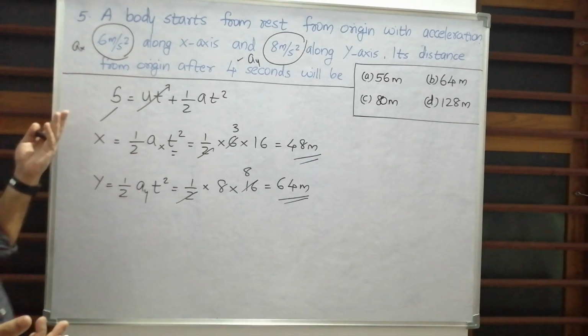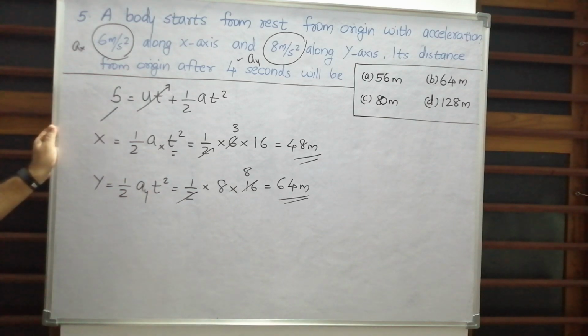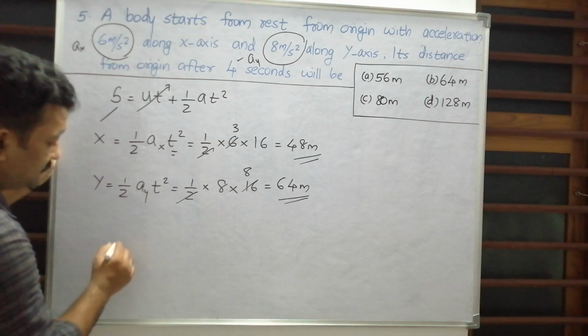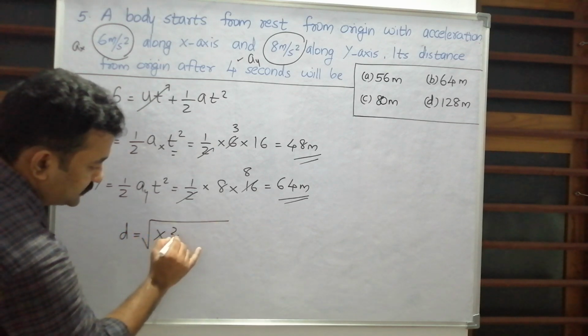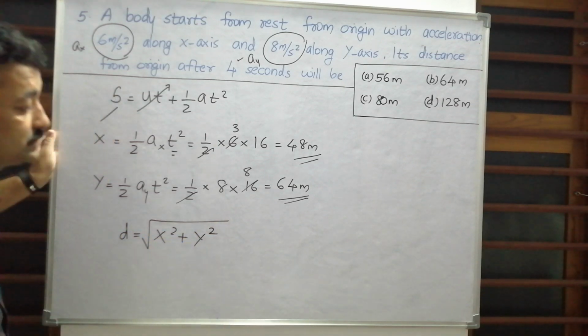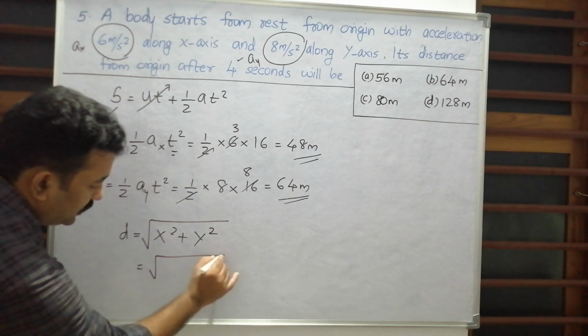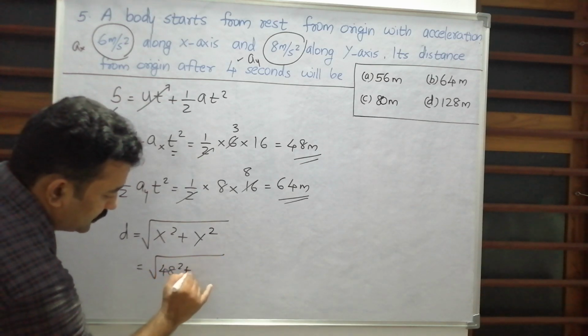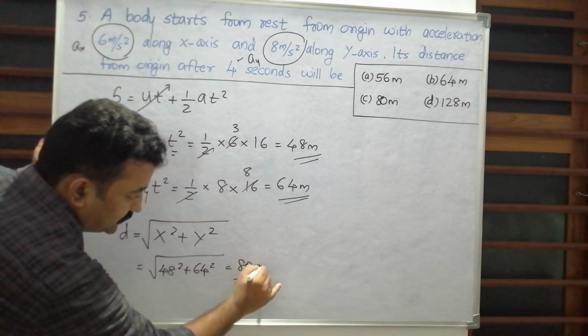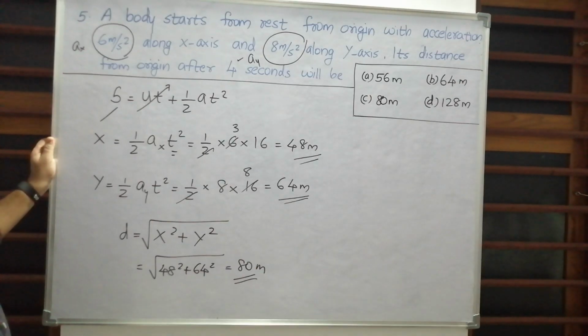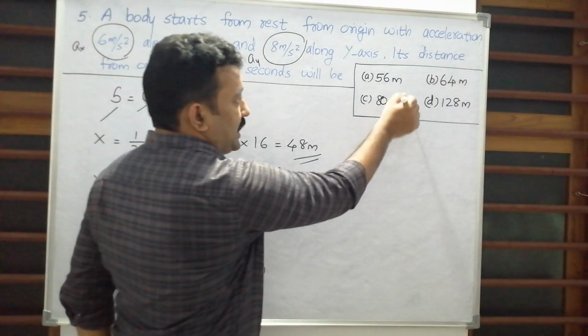But the question is only for distance. That means the magnitude only is the question. You can find out the distance as, say, d is equal to root of x square plus y square. That is 48 square plus 64 square, which gives 80 meter as the right option. So we can choose option C as the right one.